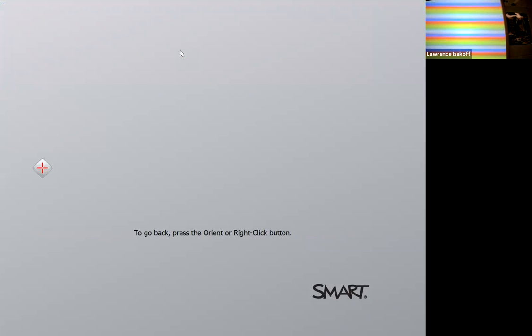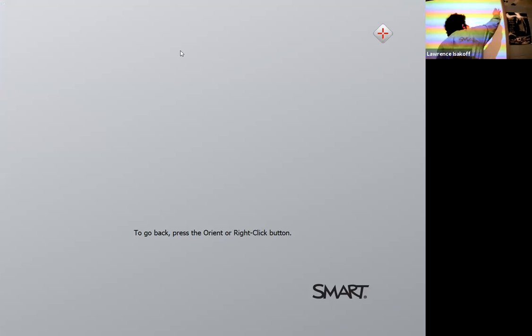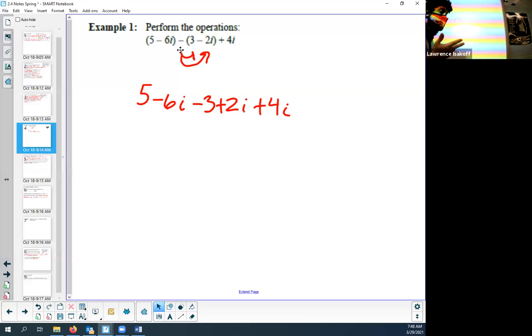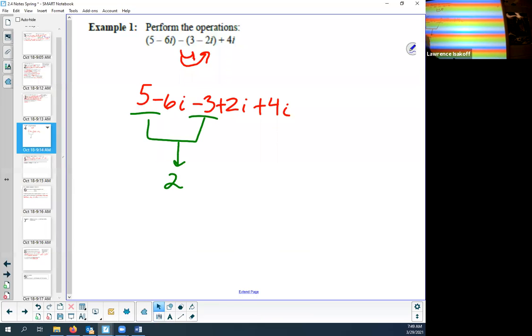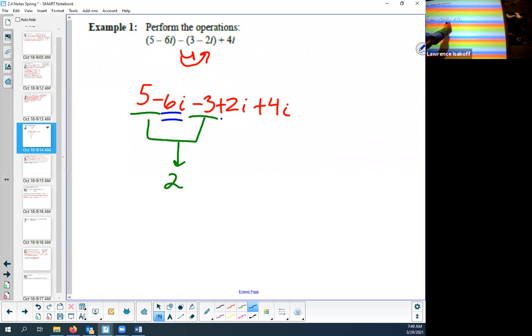So now what we're going to do, hey, I have real parts. I'm just going to add those together. Then I have imaginary parts. Those are the parts with the i. I'm going to then add those together. So those can combine. 5 minus 3 gives me 2. And then my i's combine.